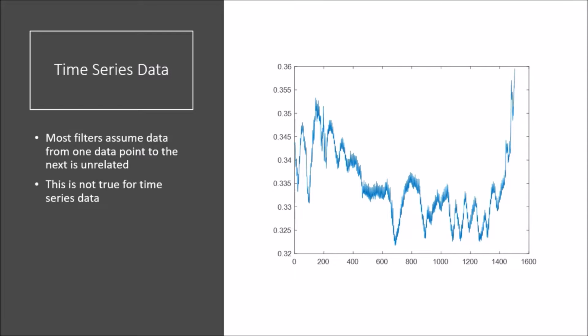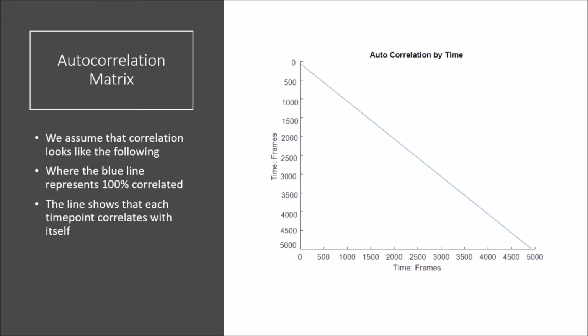So second 7 is related to second 6. It's also going to be related to the point after it. So second 7 is related to point 8, point 9, all that. So time series data is not unrelated from time point to time point, or in a sense, in fancy vocabulary terms, it is autocorrelated.